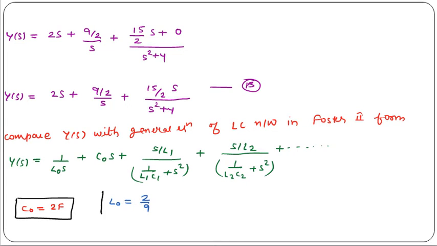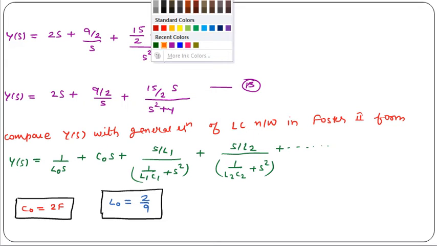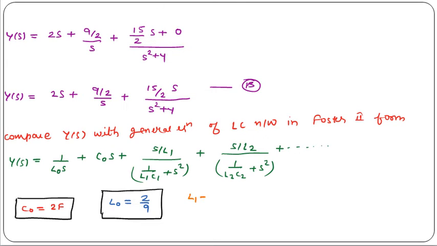Now if we compare the third term, this is 15 by 2 of s by s square plus 4. So if we compare, then L1 value we are getting as 2 by 15. So if we compare, then we are getting L1 value as equal to 2 by 15. Okay, so this is 2 by 15.